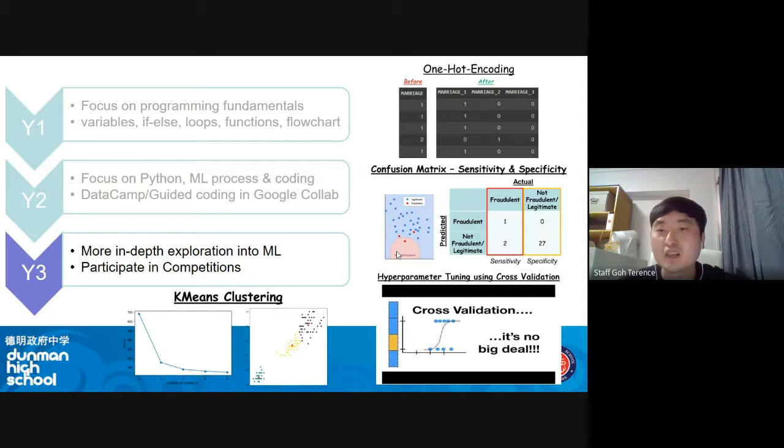But we know that sometimes that's not a good enough gauge on whether machine learning is well trained or not. So we introduce to them things like confusion matrix, sensitivity, specificity. How do you see whether a machine is predicting true positives well or true negatives well enough? To have a more in-depth evaluation of the trained machine learning model.